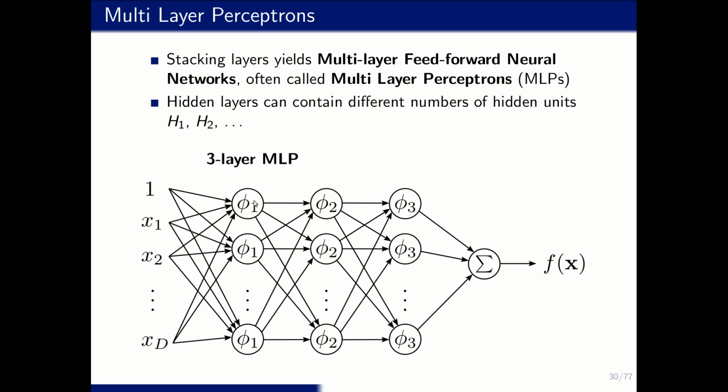And of course, we can also use different nonlinearities for each of these layers. So this is how multi-layer perceptrons work. But why would we want to do this?